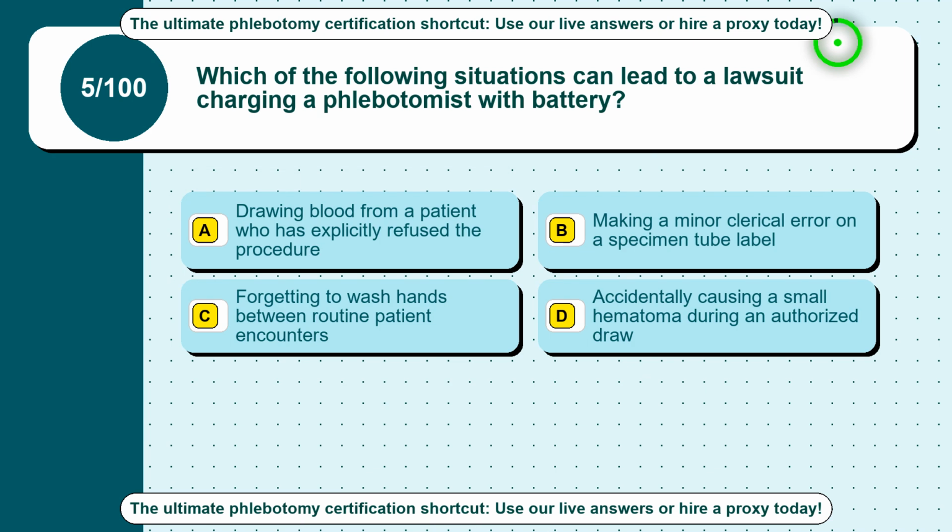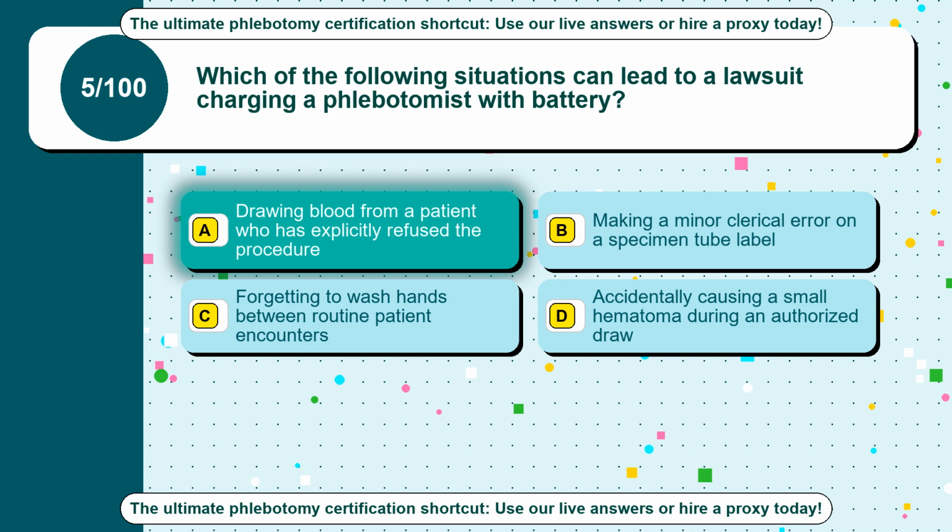Question 5. Which of the following situations can lead to a lawsuit charging a phlebotomist with battery? Option A. Drawing blood from a patient who has explicitly refused the procedure. Option B. Making a minor clerical error on a specimen tube label. Option C. Forgetting to wash hands between routine patient encounters. Option D. Accidentally causing a small hematoma during an authorized draw. The correct answer is option A.